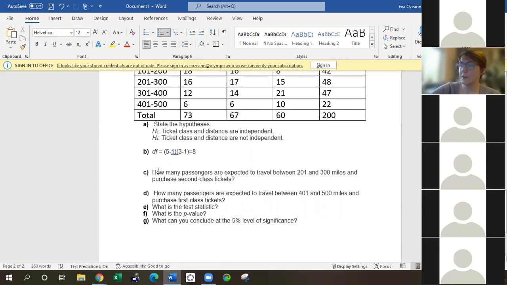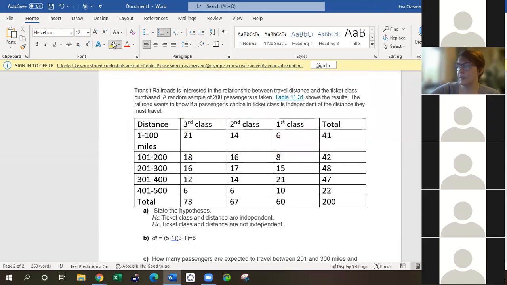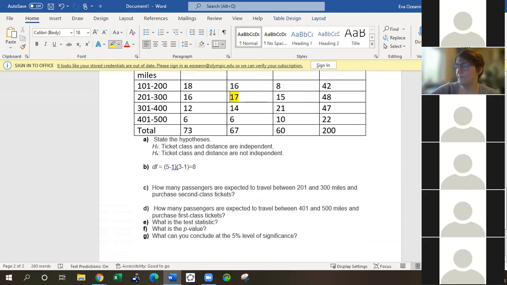All right. Now, the next one is we want to know how many passengers are expected to travel between 201 and 300 miles and purchase a second class ticket. So what this means is we are going to want to find the expected value for that cell right there. When we want to find the expected value for a cell, we are going to take the row total times the column total and then divide by the overall total.